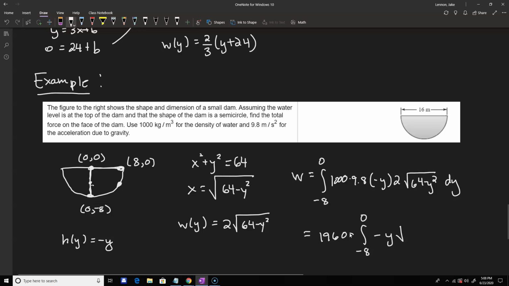So anyway, this ends up being 19,600 on the outside. But then we have negative y times the square root of 64 minus y squared. And how do you integrate that? Well, this is going to just be a u substitution, right? We're going to let u be 64 minus y squared, and then you're going to be able to take care of your minus y due to the u substitution, because here du will be minus 2y dy. So you'll be able to get rid of that. And finishing that integral will give you the correct answer.